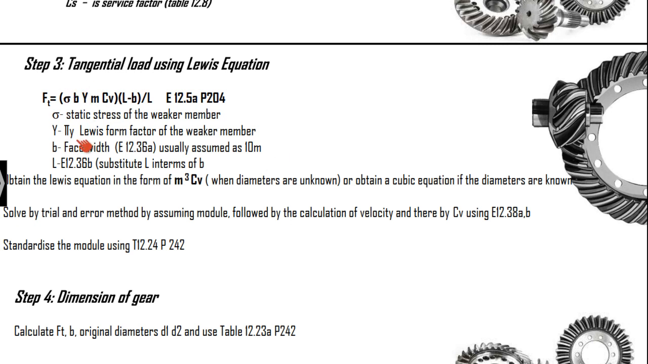And Y is the same Lewis form factor, which is nothing but pi into Y. And L is the cone length that we have already discussed in the data handbook. The most important thing is that this L has to be substituted in terms of B. Substitute the value of L in terms of B. We will go to the data handbook and look into that. After this step, we are going to get an M cube equation, and we have to solve it by using the trial and error method to get the value of module. And after getting the module, we have to standardize the module.